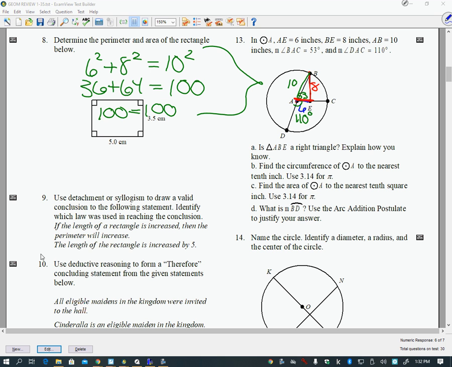10. All right, how do I find area of a circle? Okay, pi r squared.